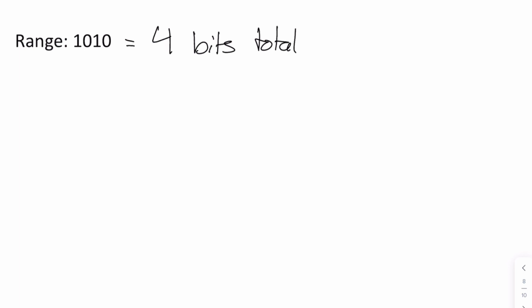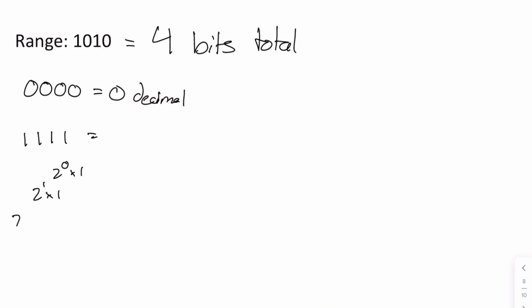So if we do this the long way, you can see that it can go from all zeros, which equals 0 in decimal, and it can go all the way to 4 ones. Now, what does this equal in decimal? If we want to do a really quick example again, that's going to be 2 to the 0 times 1, 2 to the first times 1, 2 squared times 1, and 2 cubed times 1. That's going to be 1 plus 2 plus 4 plus 8, and that equals 15. So our range is 0 to 15 for 4 bits.